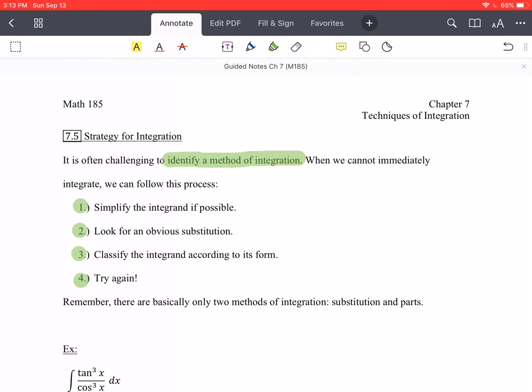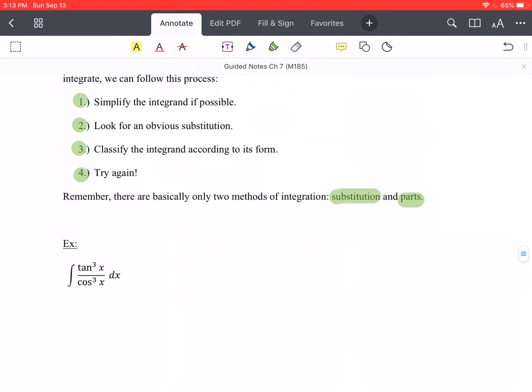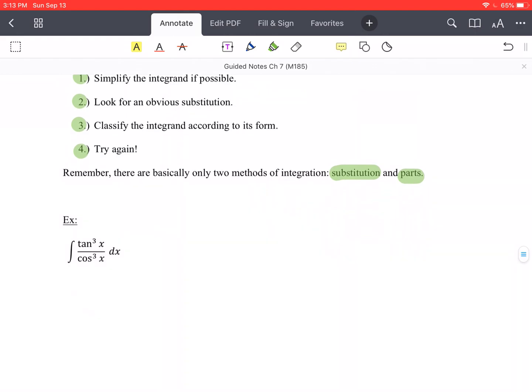Also remember, there are basically only two methods of integration, that is substitution and parts. Pretty much every technique of integration we have boils down to one of these two in some form. So just bear that in mind when you're looking for methods to solve these different integrals. Okay, if I can get this up, there we go. We're just going to look at a bunch of examples here.